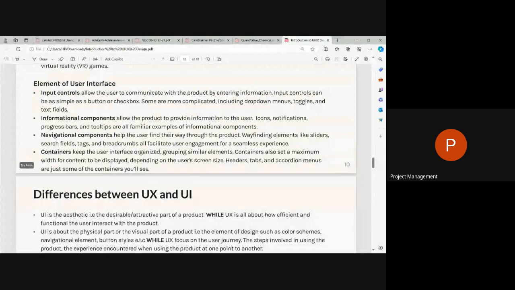These containers help the interface to look structured. It helps the interface to look organized. It helps the layout of an interface to make sense, to look good. So these containers keep the user organized, and they group similar elements together. We're still going to get to that, where you group similar elements together.